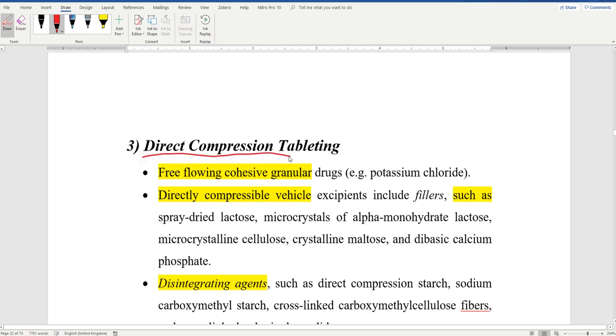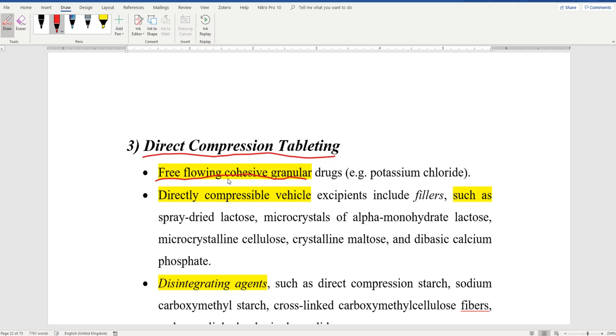Direct compression. We need here to have a free-flowing material that is also cohesive. Okay, free-flowing, because I told you that in direct compression the main problem is, one, the flow.